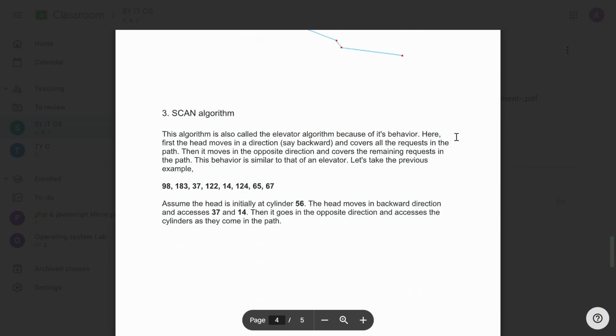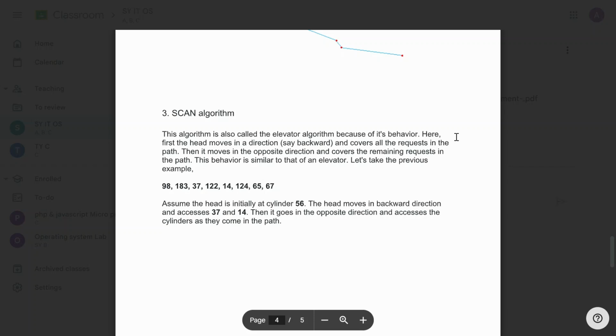The next type of algorithm is the SCAN algorithm. This algorithm is also called the elevator algorithm because of its behavior. It first processes the requests from the left, and after covering all the requests on the left, it covers the requests on the other side, the right side. Here the head first moves in one direction, say backward, and covers all the requests in the path. Then it moves in the opposite direction and covers the remaining requests in the path. The behavior is similar to that of an elevator.